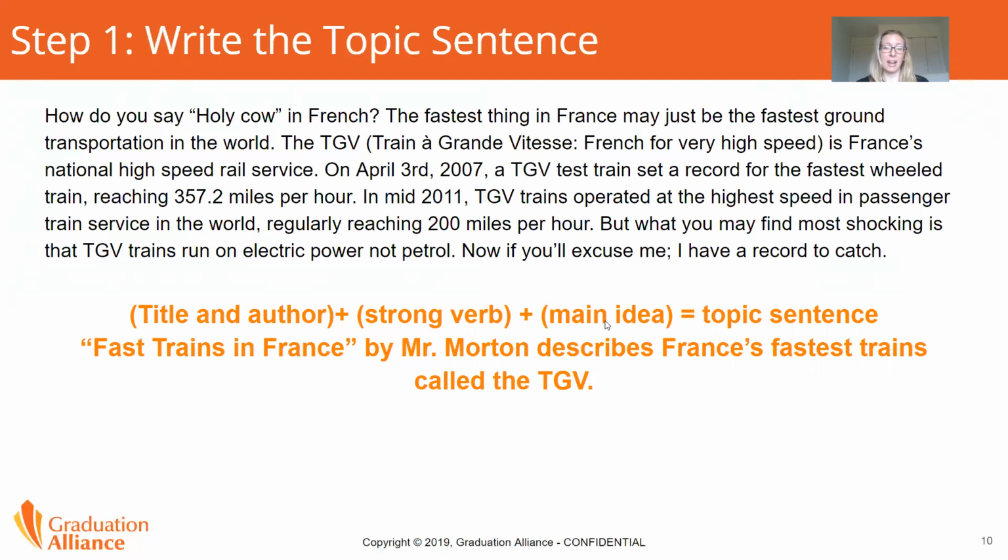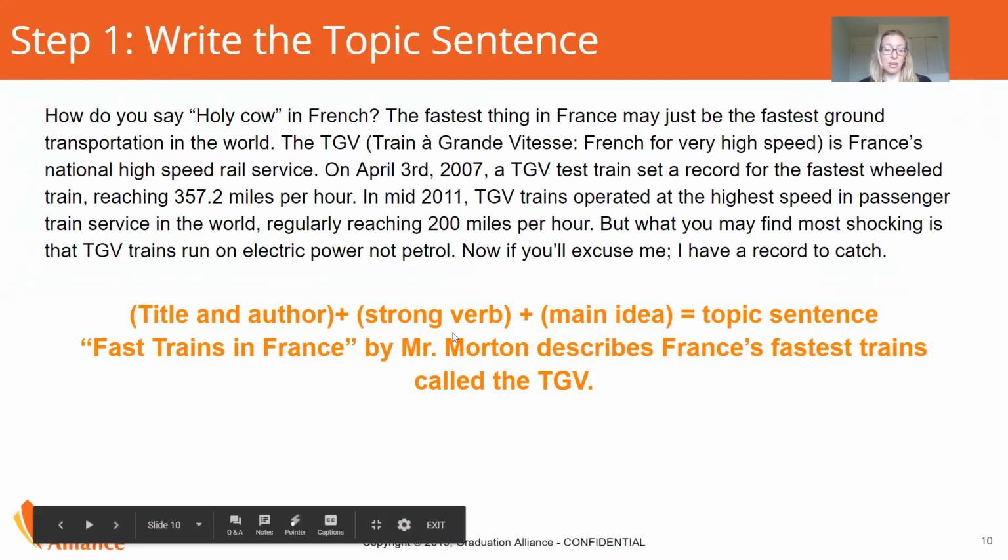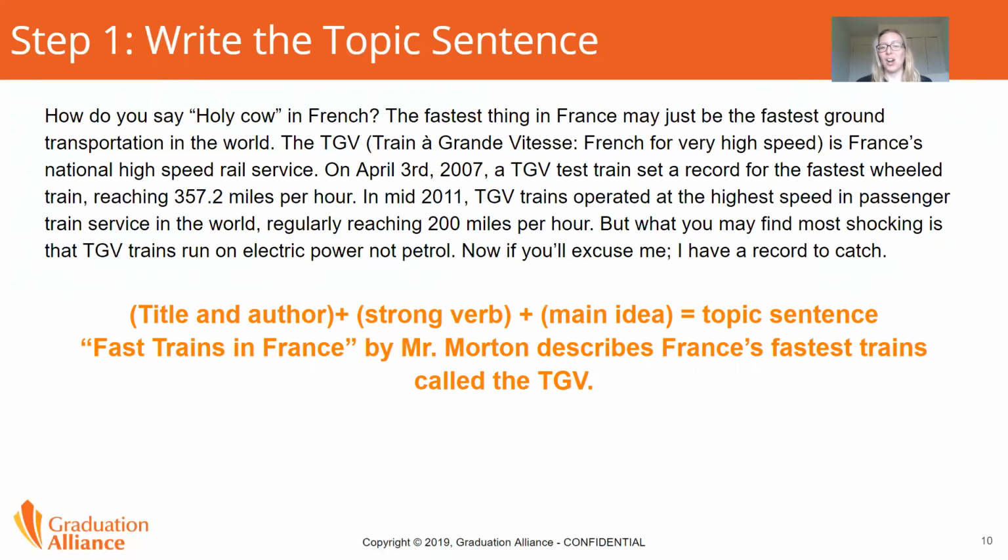I formulated the main idea from a couple of hints, actually from the second sentence: the fastest thing in France is the fastest ground transportation. So my main idea is France's fastest trains, called the TGV. All of that together reads, Fast Trains in France by Mr. Morton describes France's fastest trains called the TGV. That's a lot of F sounds. All right.